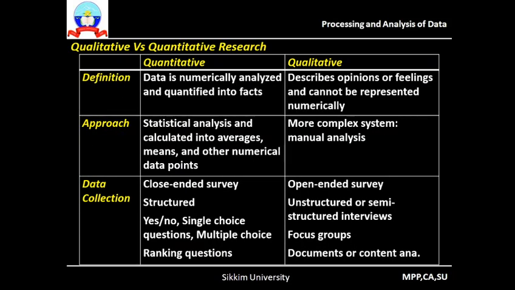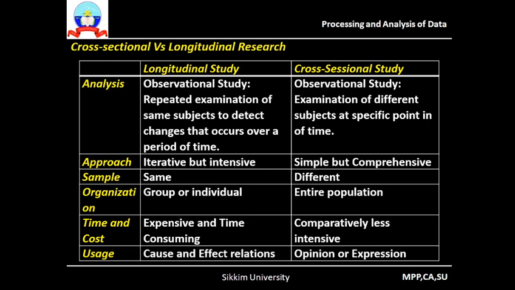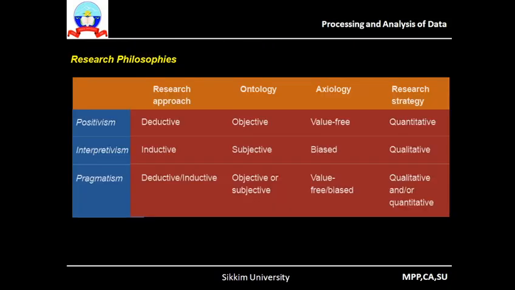Then we moved on to differences between qualitative and quantitative research, where we discussed them taking into account attributes like definition, approach, data collection, objective, common purpose, and direction. Then we moved on to the difference between cross-sectional research and longitudinal research, and eventually we concluded with the applicability of research approach, ontology, axiology, and research strategy depending on different types of research philosophies.